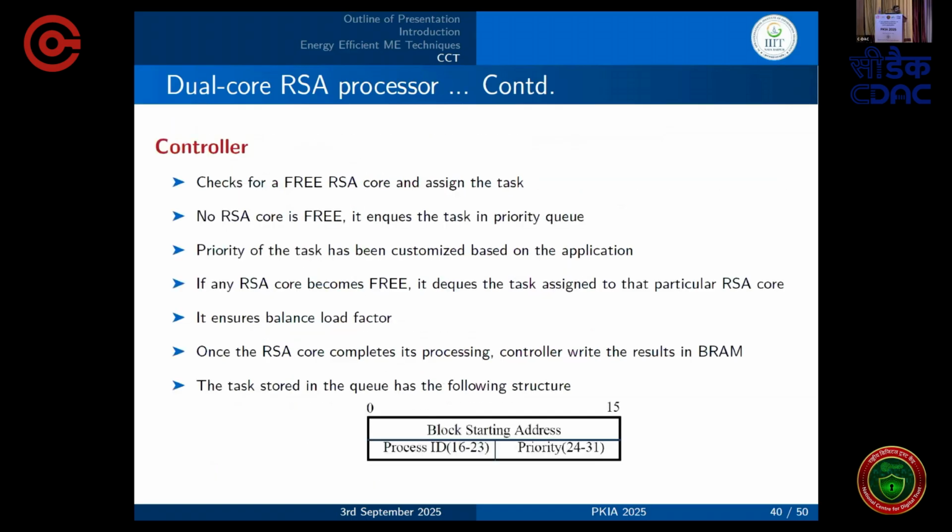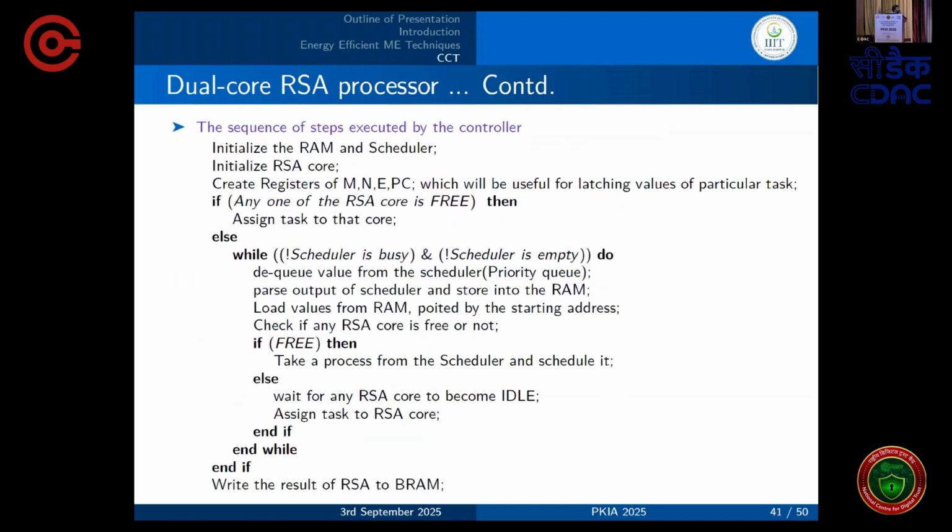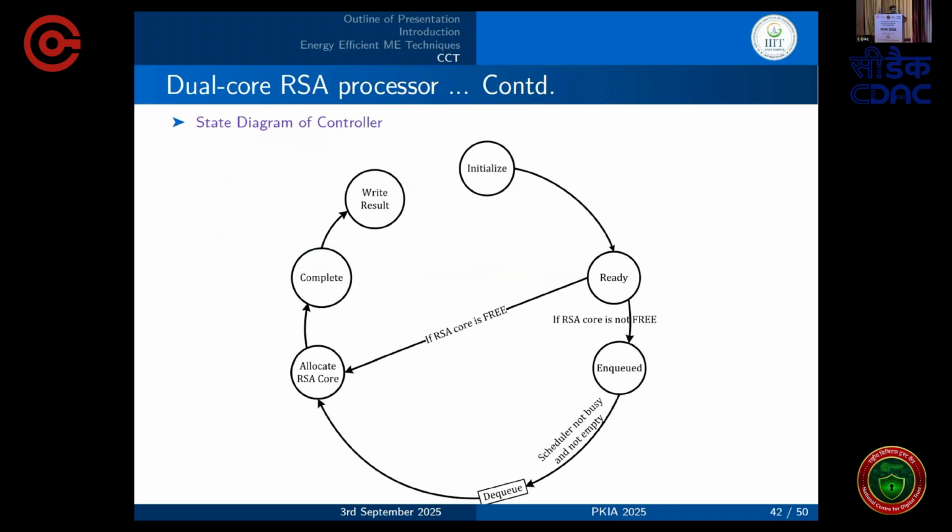This is the description of the controller, and this is the priority queue which we used in the controller. And this is the state diagram of the controller. First, initialize the processor. Whenever a cryptographic transformation is available, the controller will check the availability of a free RSA core. If it is available, it is directly assigned to the core. You can see that arrow mark from ready to allocate RSA core. Then it will complete the task, and the result will be written in BRAM.